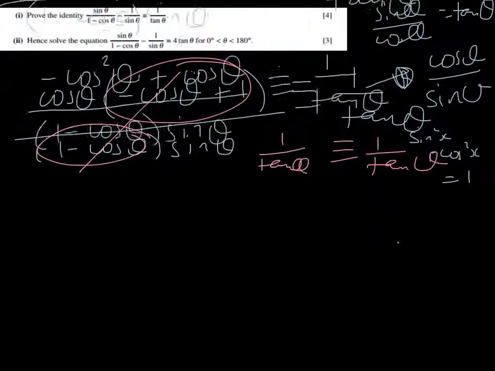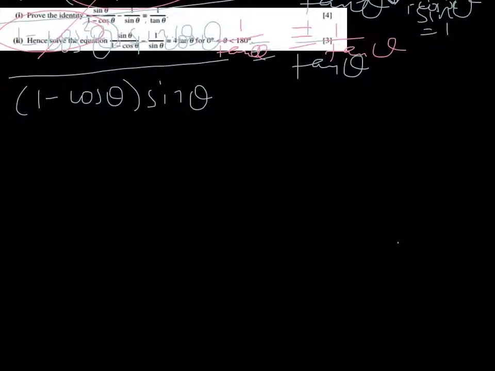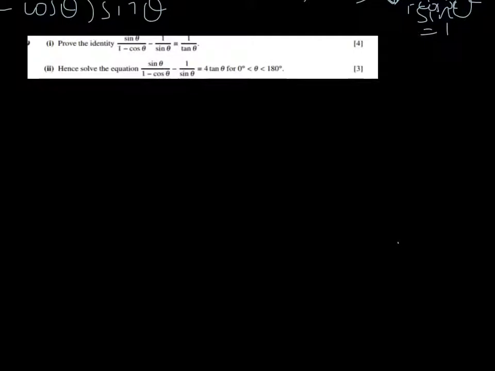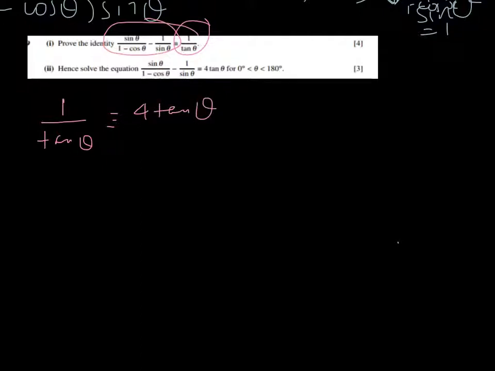Okay, so let's move that all out of the way. And here we go. Let's solve the second part of this one, which is really easy at this point. The cool thing about this is because you've already shown that all of that equals 1 over tan theta, you can just take that straight away. So basically we've already got 1 over tan theta is equivalent to 4 tan theta, which is what we're trying to solve for.